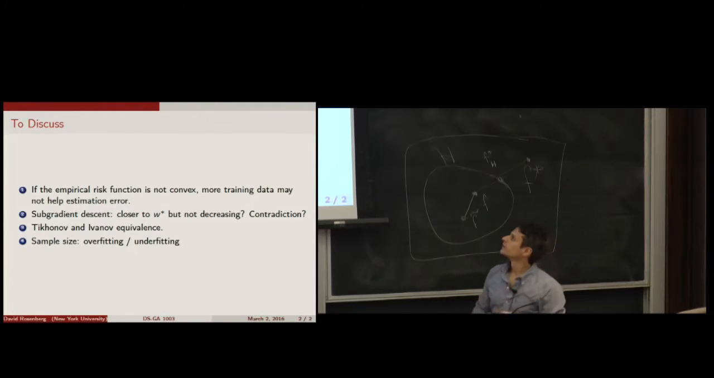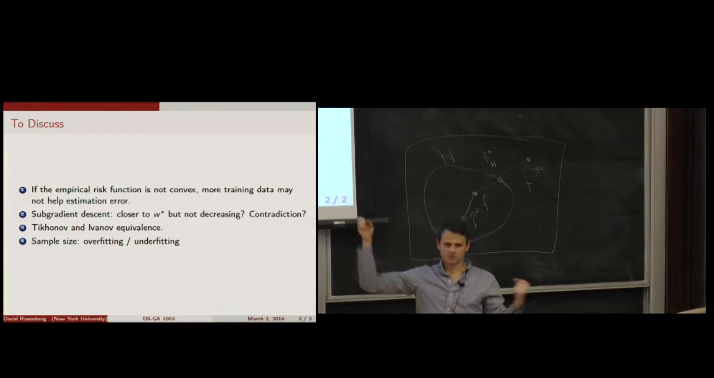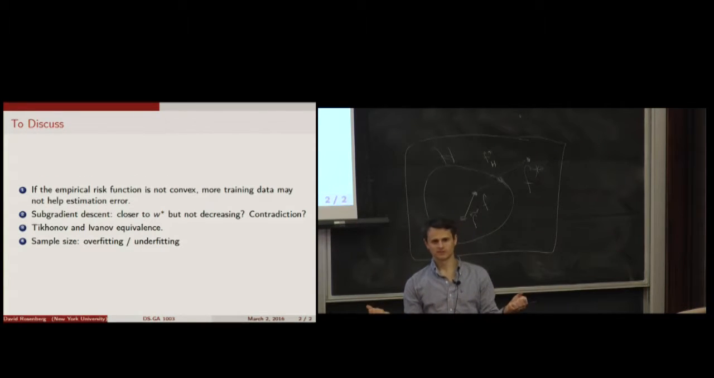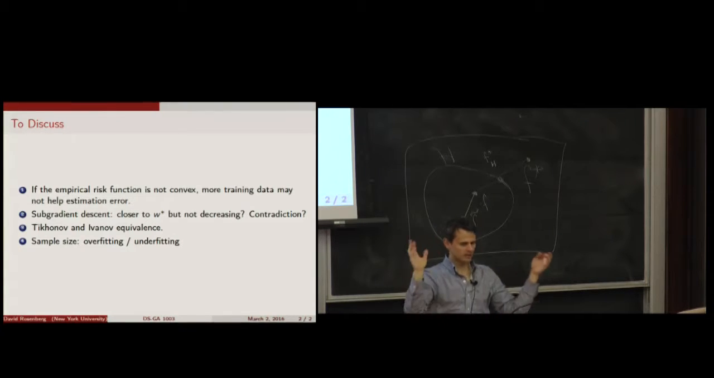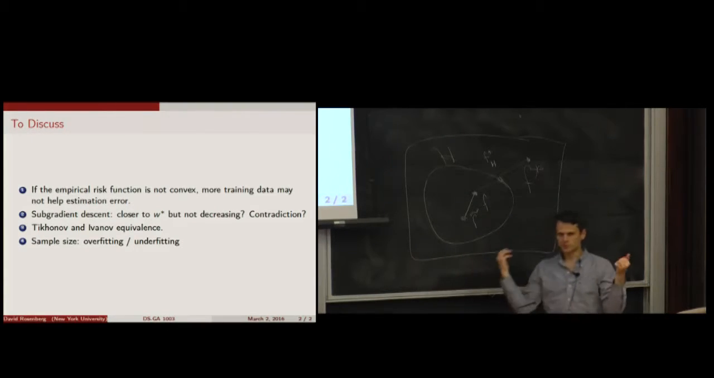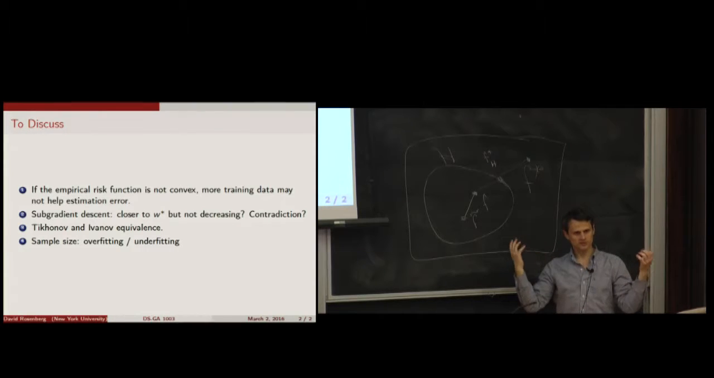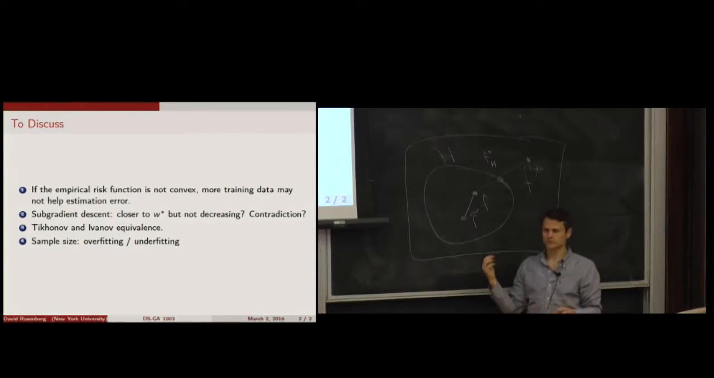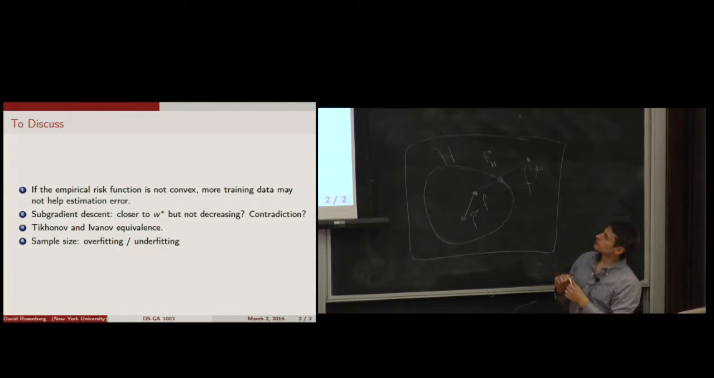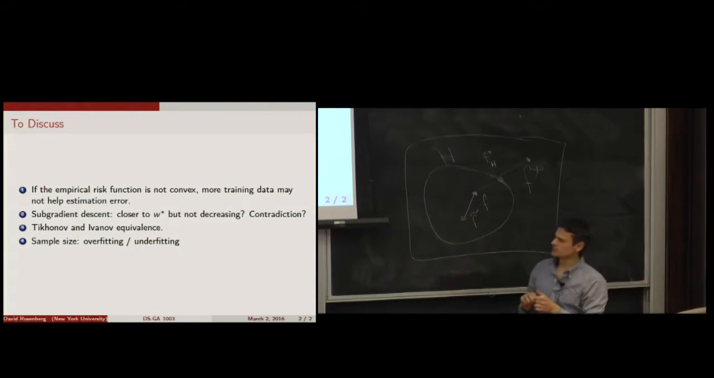Okay, so that's a little additional error, optimization error. Now, more training data and estimation error. What's the relationship? More training data should reduce estimation error because your empirical risk estimate of the true risk is converging to the true risk, hopefully. Okay. All right. So more training data should help estimation error.